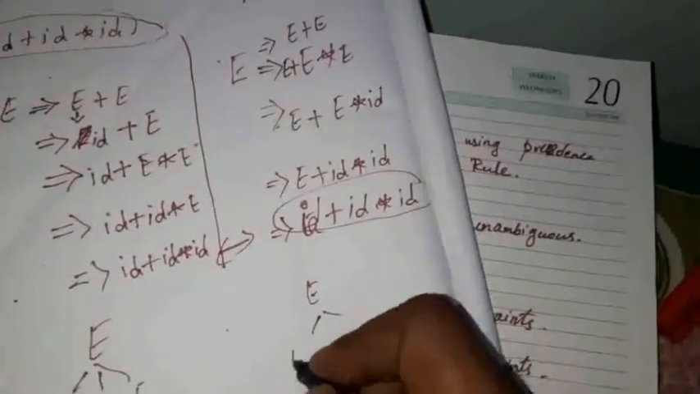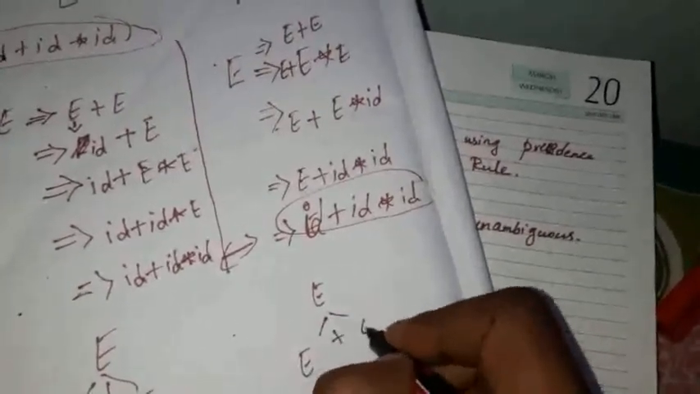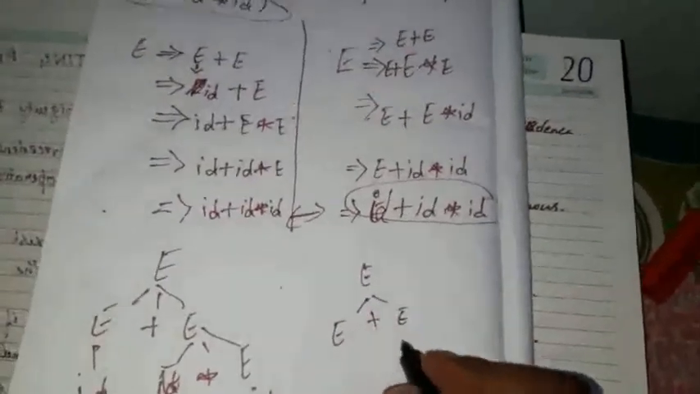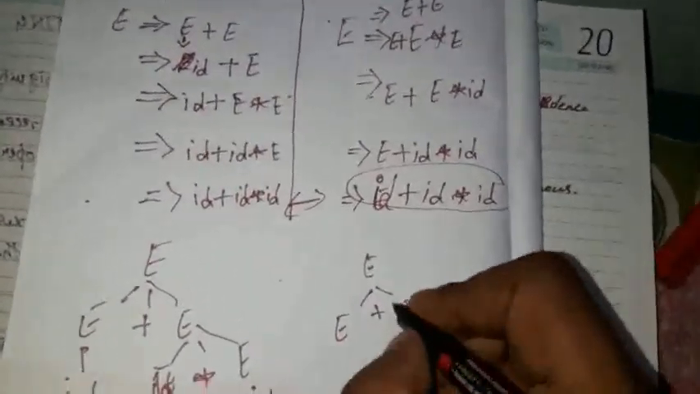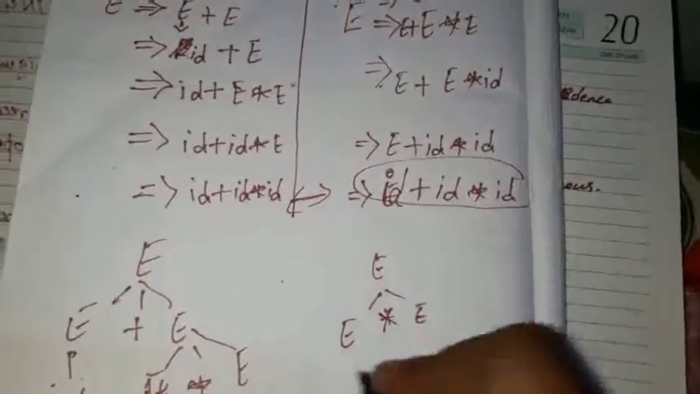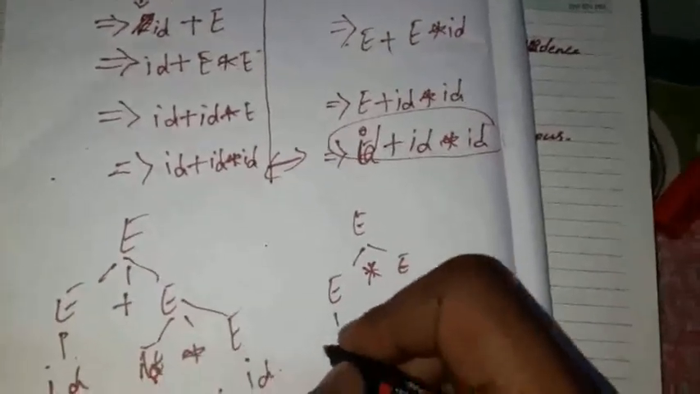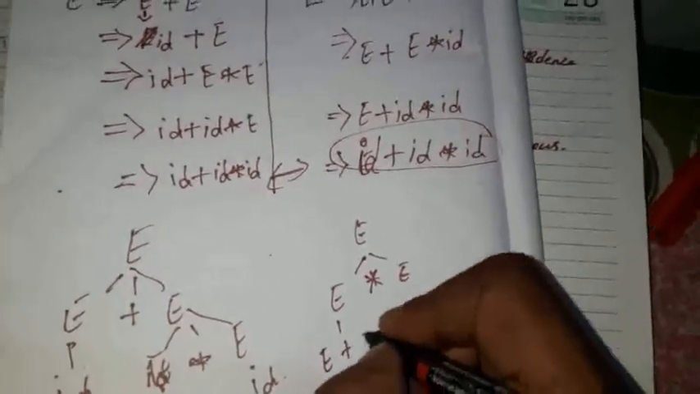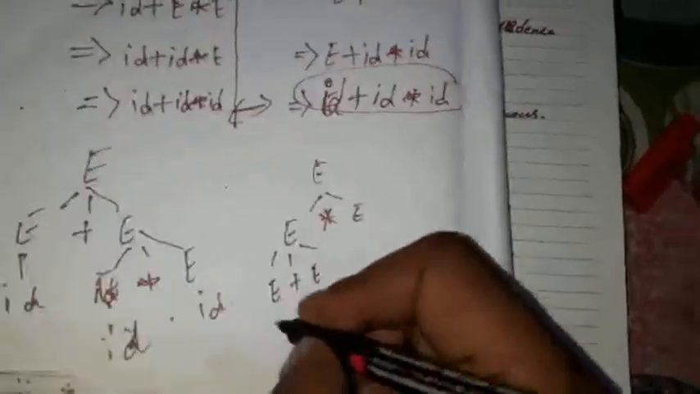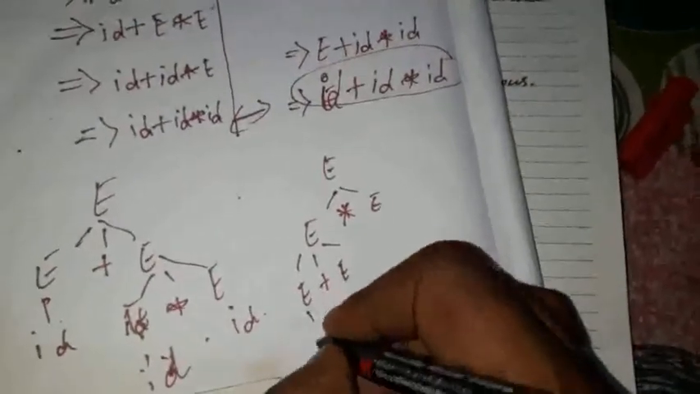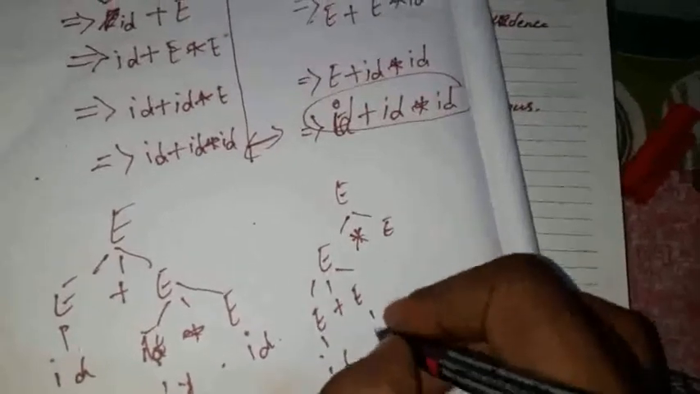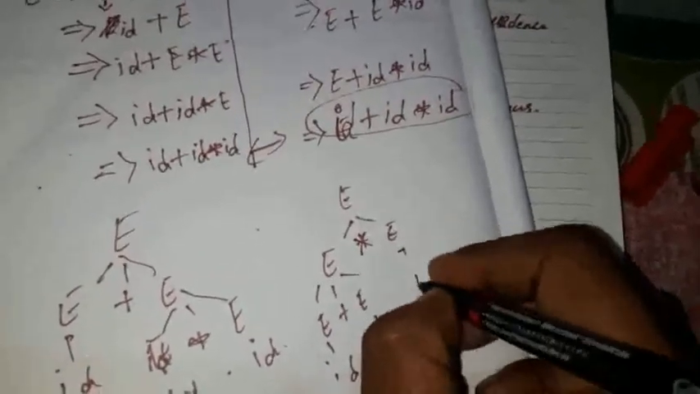E tends to E plus E. I started with E star E, then this was E plus E, then this became id, this became id, and this became id.